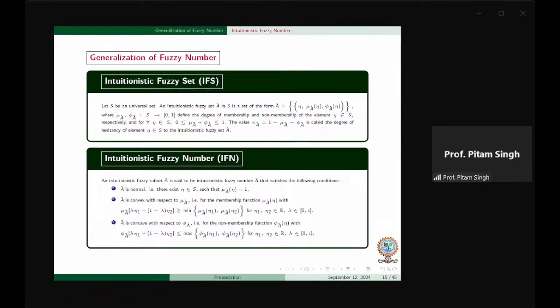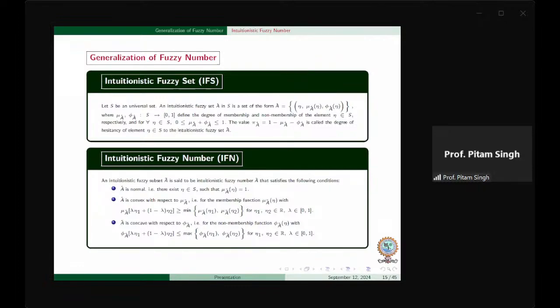So in decision making problems also, we are uncertain. We have hesitancy to express our views. That's why we have considered the hesitancy also in this generalization. So we have three parts: the membership, the non-membership, and the hesitancy corresponding to any statement.